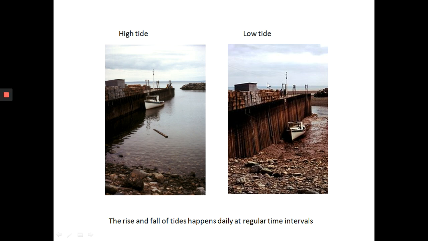Okay? And the rise and fall of tides happens daily in this area at regular time intervals, which is very important. The tides are very regular, so you can actually predict when it's going to happen in the future. Right? Most parts of the world have 2 tides per day. So there's going to be one tide roughly every 12 hours. If we started with high tide, we're going to get another high tide after 12 hours.